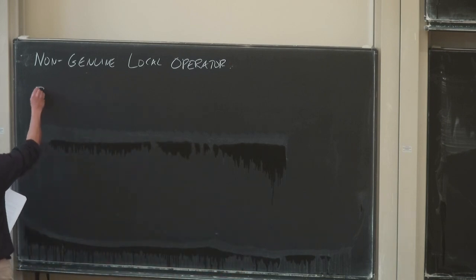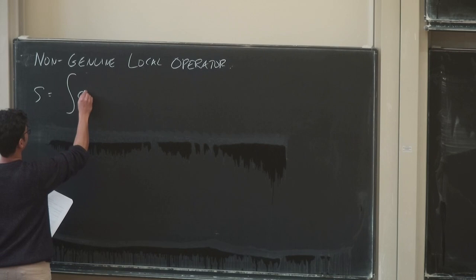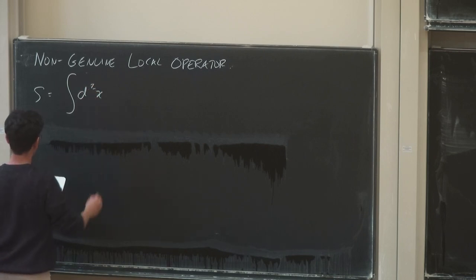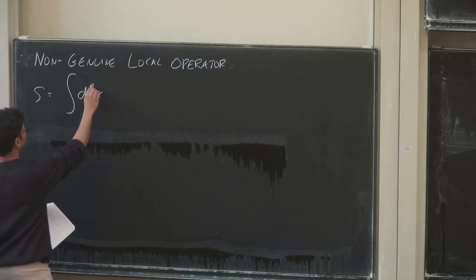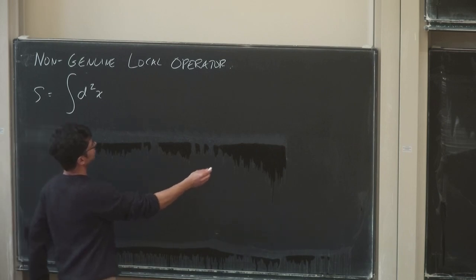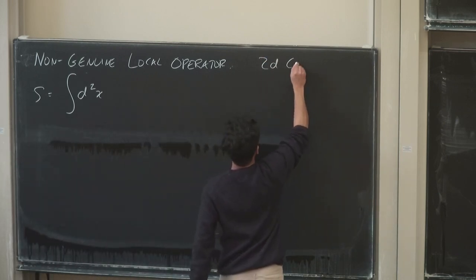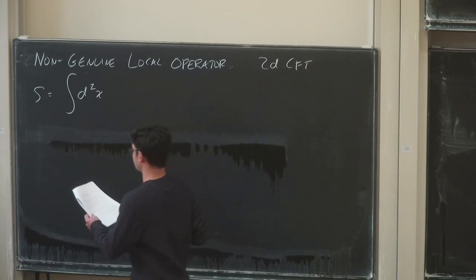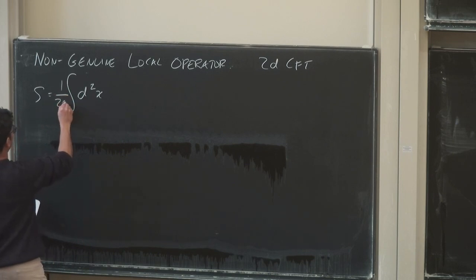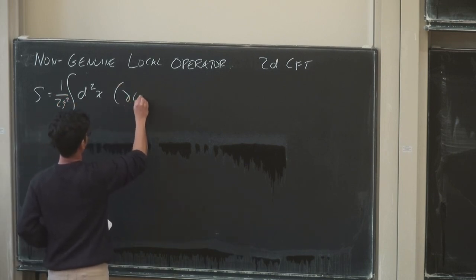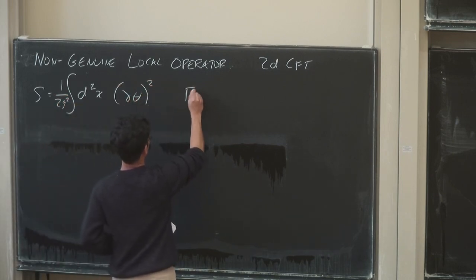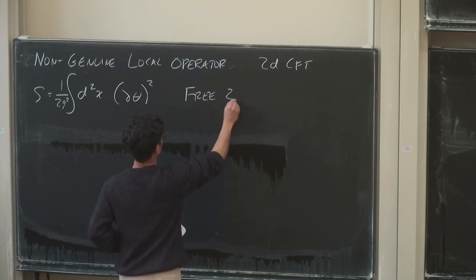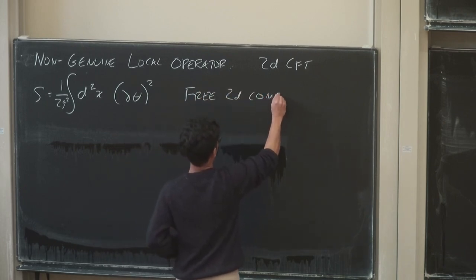So this section requires you to know a little bit about 2D CFT, so I apologize for that. But I think you can follow the ideas even if not. So I want everyone to consider the following 2D CFT. The 2D CFT that I think everyone knows and loves, the free compact boson. Okay, free 2D compact boson.